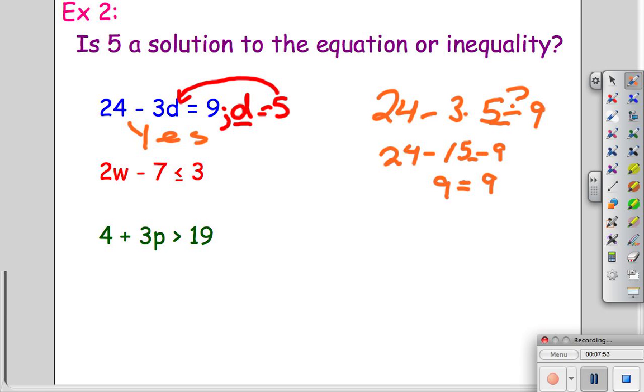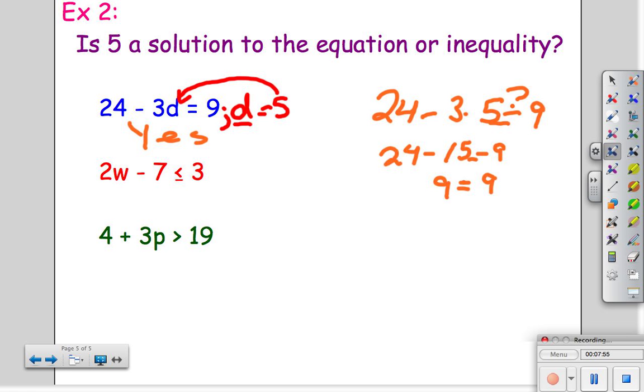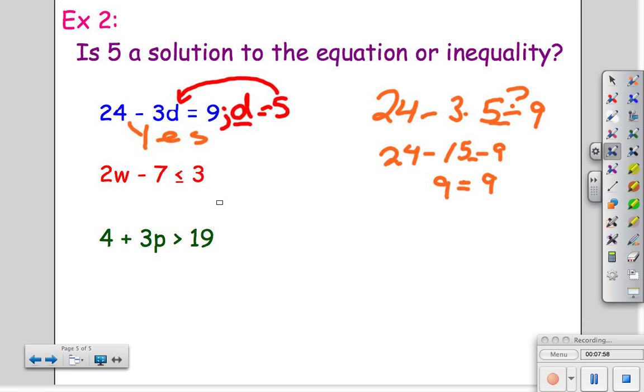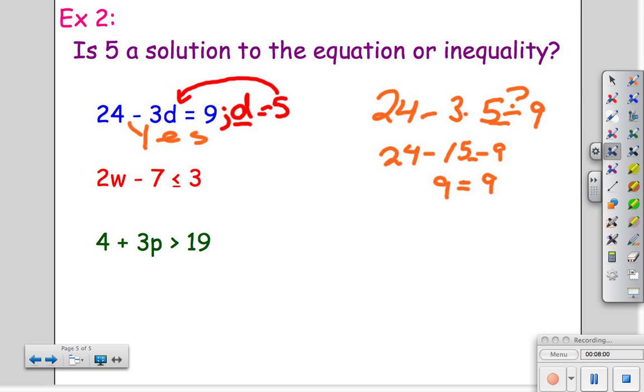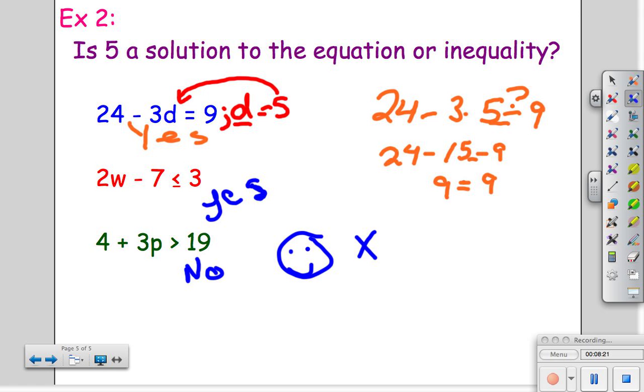Pause your video and try the next two on your own. The red inequality, 5 does work, so that's a yes. For the green inequality, 5 does not work, so that's a no. If you got it correct, give yourself a regular smiley face. If you did not get it correct, put an X. Go back and figure out your mistake and circle your X when you are finished. Look up on the board for your homework problems for this section.